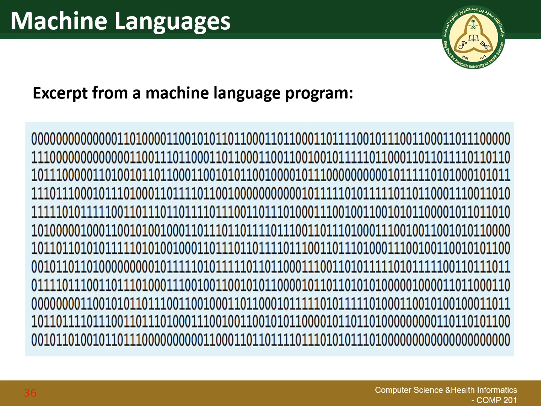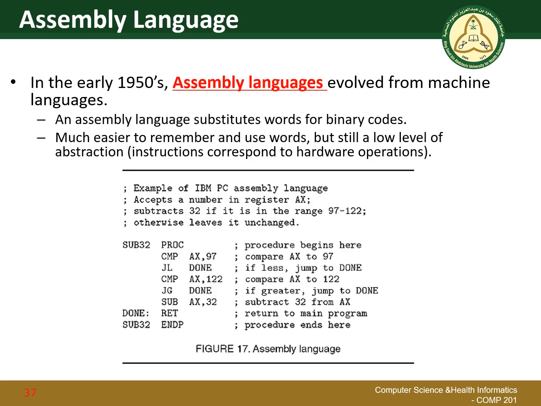This is an example of machine language code. Assembly language evolved from machine language. Assembly language substitutes words for binary code and becomes slightly friendlier and easier to remember when using words. But still, it's a low-level programming language, and you need to understand a lot of hardware operation to code in assembly language. This is an example of assembly language code that is simpler to convert to machine language.